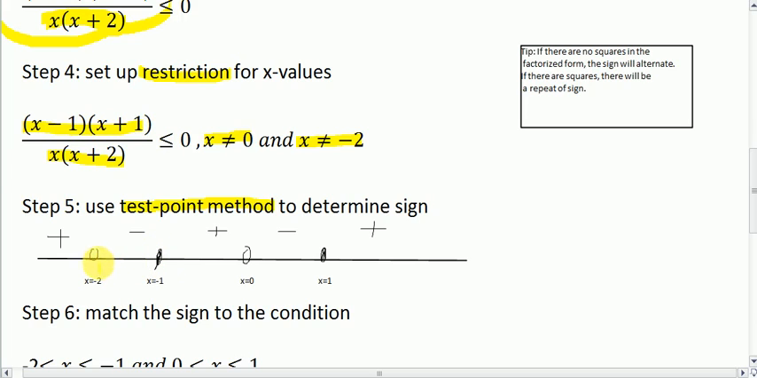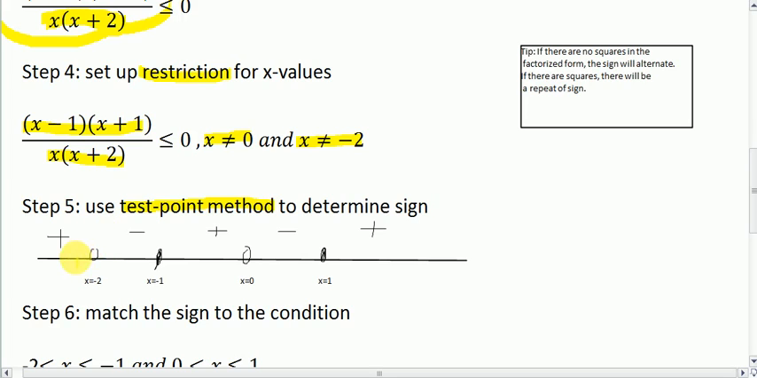So we will mark out the values. We let all the brackets equal to 0. x minus 1 equals 0, so x equals 1. It is included, so we use a solid black dot. x plus 1 equals 0, x equals negative 1, it's also included, so we use a solid black dot. x equals 0, which is right here, is not included, so we will use an open dot. Same thing here, x plus 2 equals 0, x equals negative 2, it is not included, so we use an open dot.